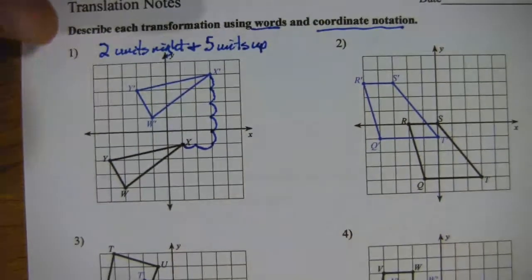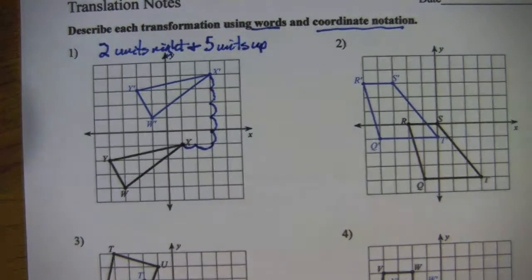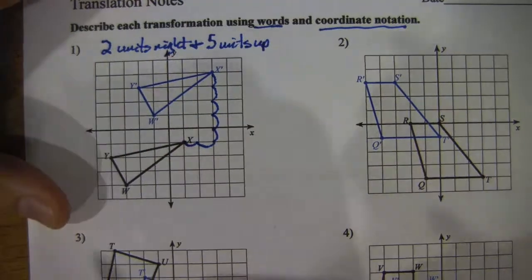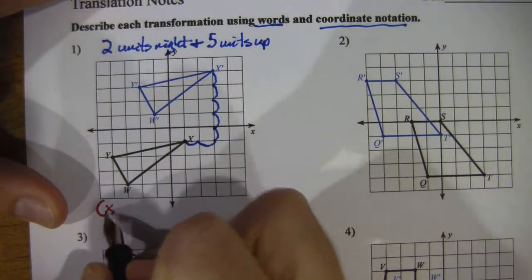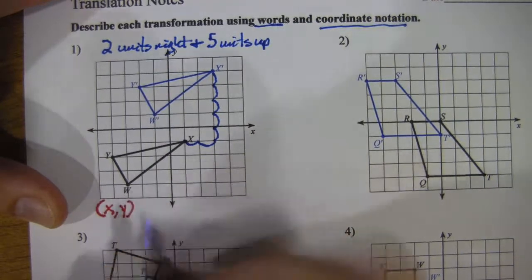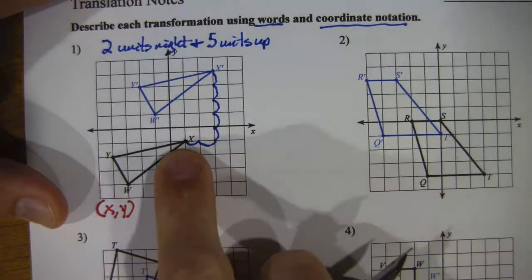All right. Let's talk about coordinate notation. Coordinate notation is an algebraic way of describing exactly what we did in English. So here's how it looks. I'm going to write it down here. It always starts with x and y. All right, what that x and y represents is this original coordinate.